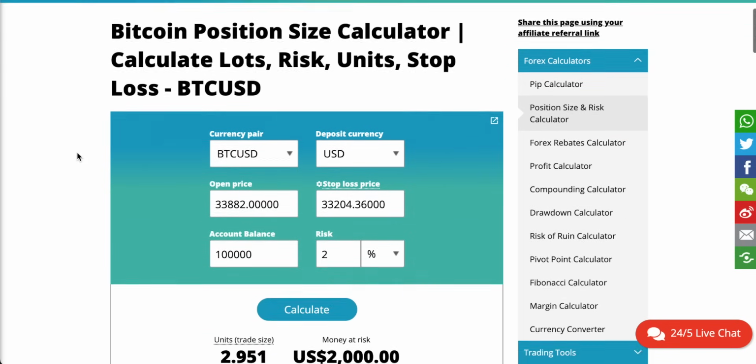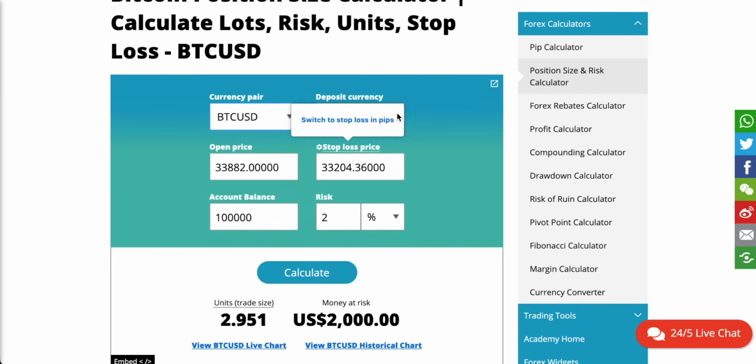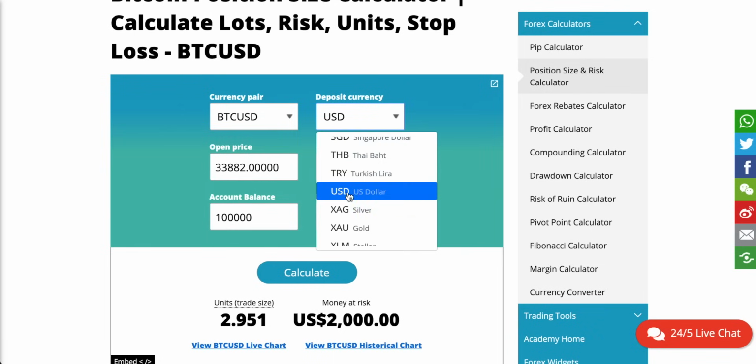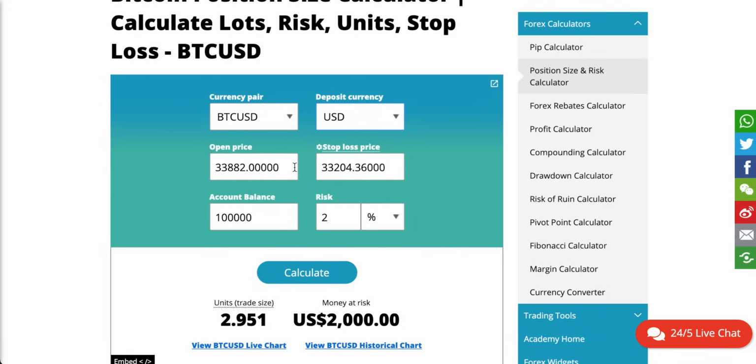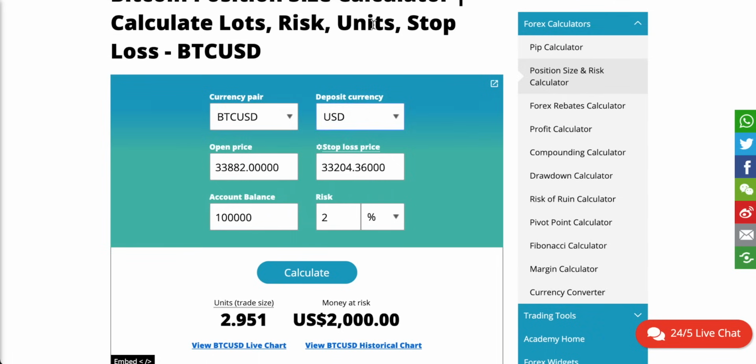Cashback Forex does a good one. So you can see the currency pair that we're trading is Bitcoin USD, and the deposit currency, so that's our collateral. Let's say we will have deposited US dollar tether as that US dollar stablecoin. Let's say also that we want to go long. So we want to enter a position at around 33,500 to make it easy.